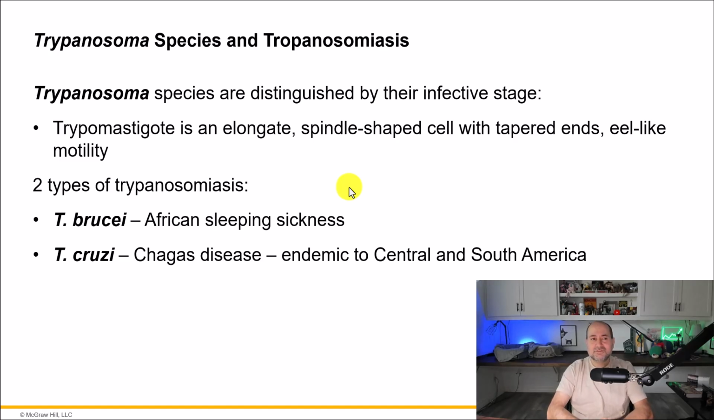So we talked about those trypanosoma, right? And you should know which trypanosoma causes which disease. So for instance, Trypanosoma brucei causes African sleeping sickness. And remember, it's spread by the tsetse fly. Trypanosoma cruzi causes Chagas disease. And remember, that one's spread by the kissing beetle.